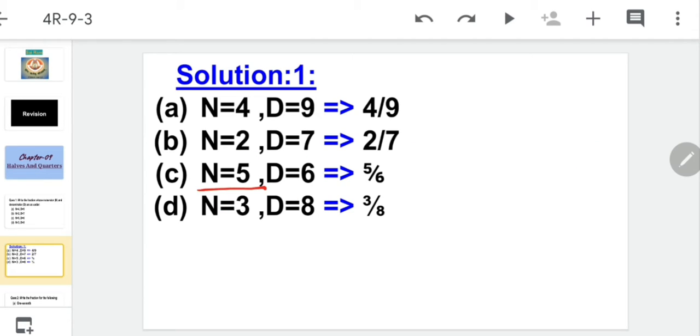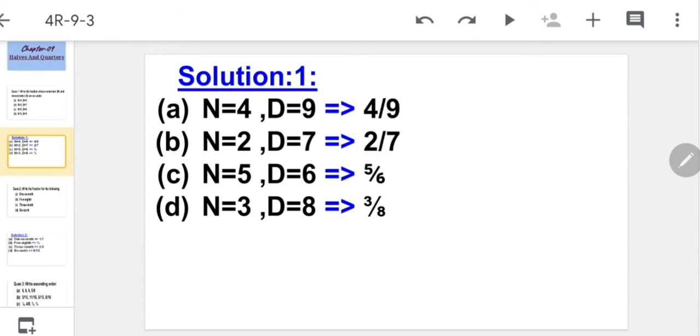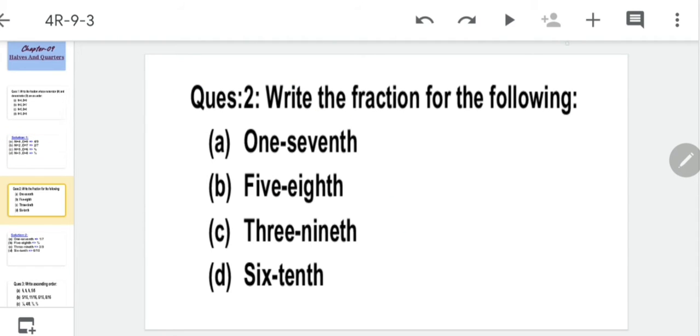Next is numerator is 5 and denominator is 6. Or we can write it as this. Next is numerator is 3 and denominator is 8. So 3 upon 8, or we can write it as this. Now let's move on to the next question.